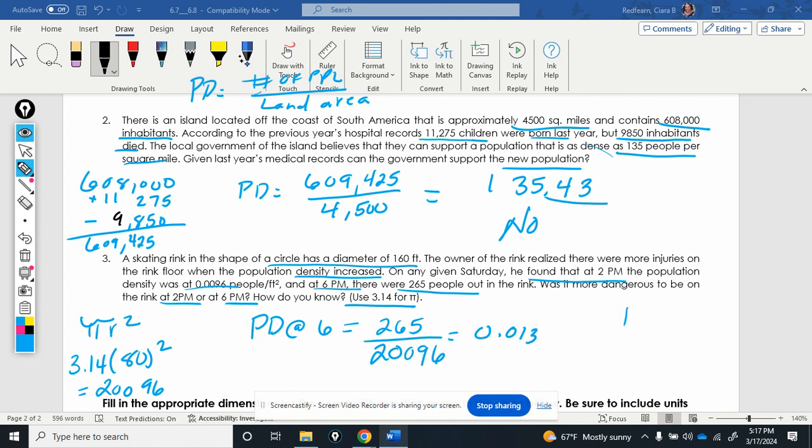And then it already told us what the population density at 2 p.m. was. So the population density at 2 p.m. was 0.0096. So it's asking us, was it more dangerous to be on the rink at 2 p.m. or at 6 p.m.? Which one is more dangerous? 6 p.m. is correct. It's more dangerous to be on the rink at 6 p.m. because the population density is greater.